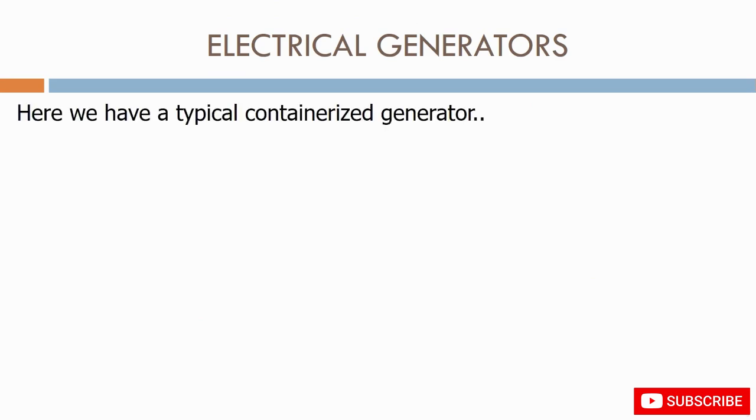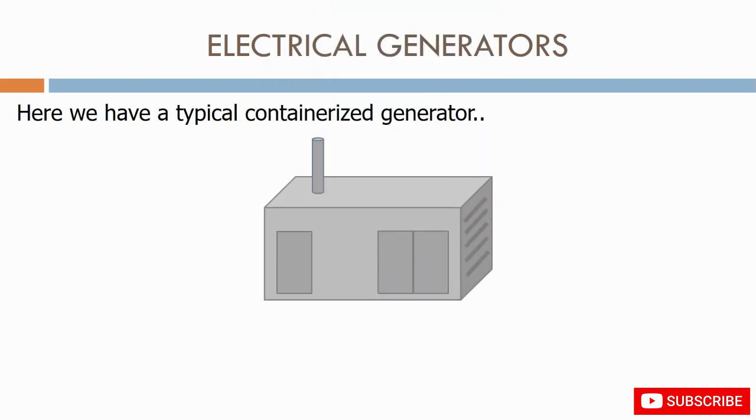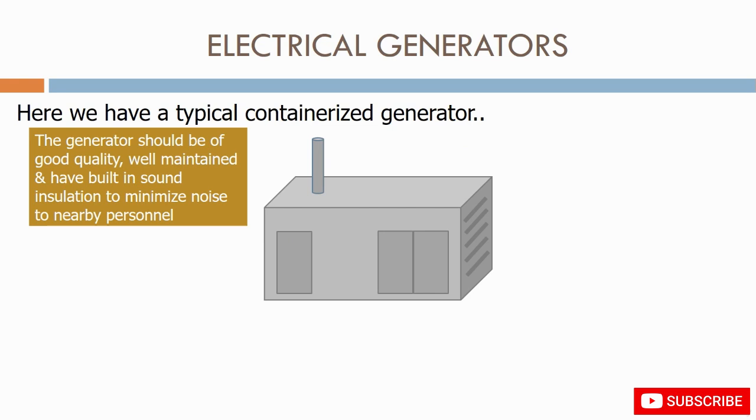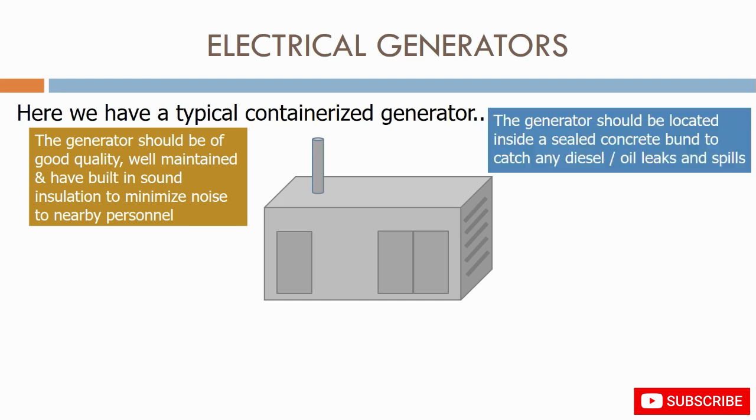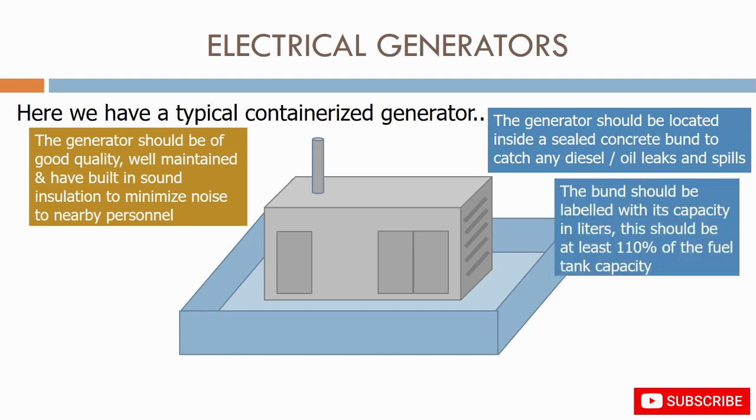Here we have a typical containerized generator. The generator should be of a good quality, well maintained, and have built-in sound insulation to minimize noise to nearby personnel. The generator should be located inside a sealed concrete bund to catch any diesel or oil leaks and spills. The bund should be labelled with its capacity in litres. This should be at least 110% of the fuel tank capacity.